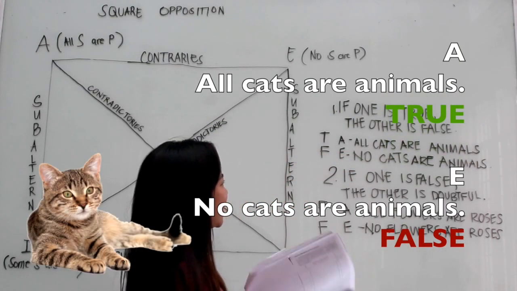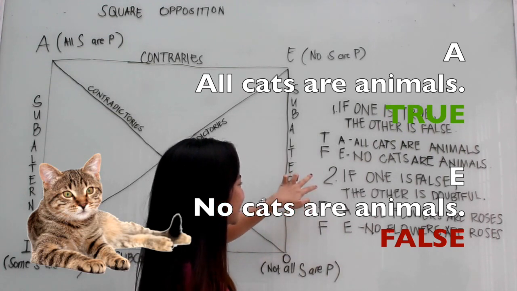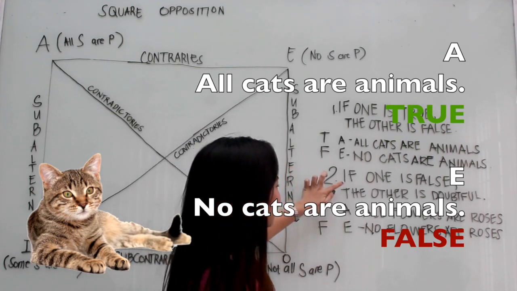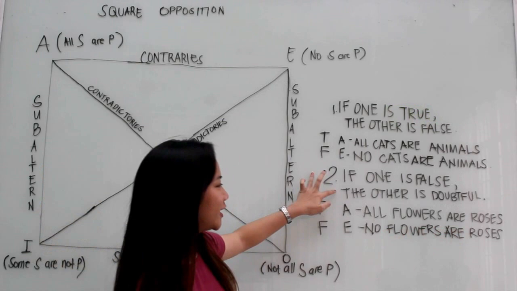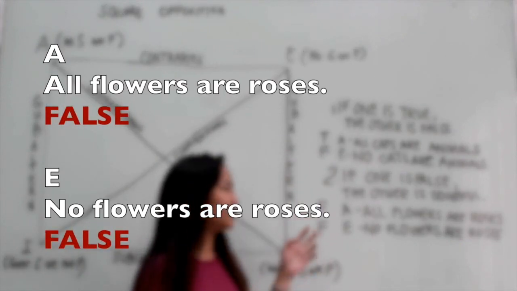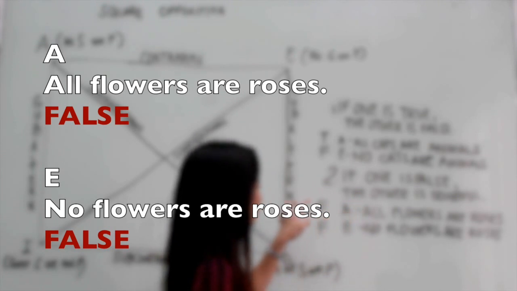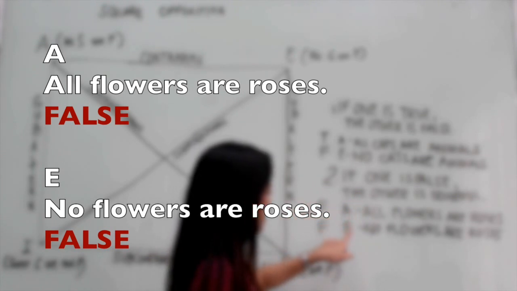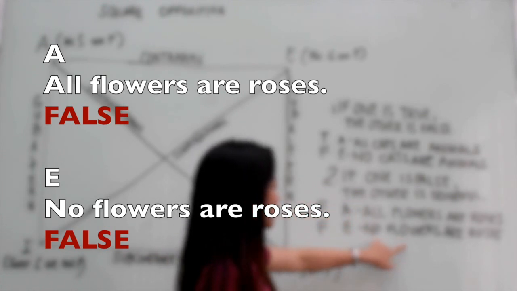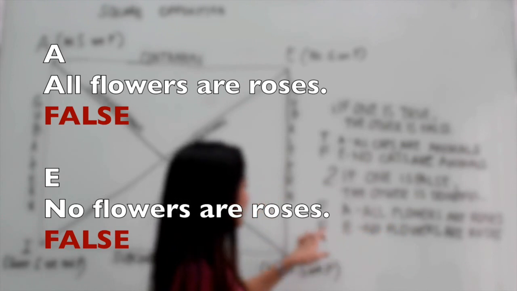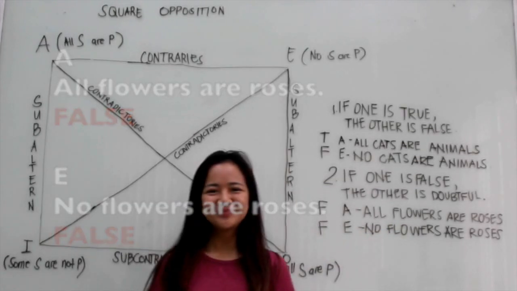Example: all cats are animals, which is true, and no cats are animals, which is false. Another is: all flowers are roses, which is false, and no flowers are roses. Since the first proposition is false, the other is doubtful, which can either be true or false.